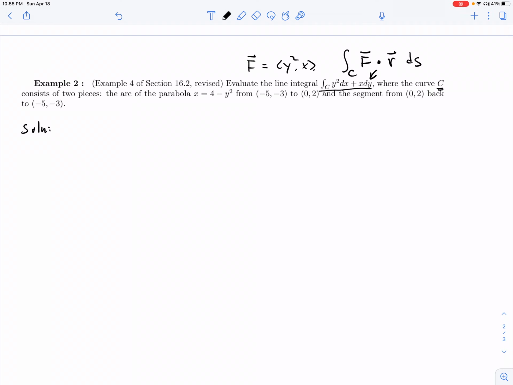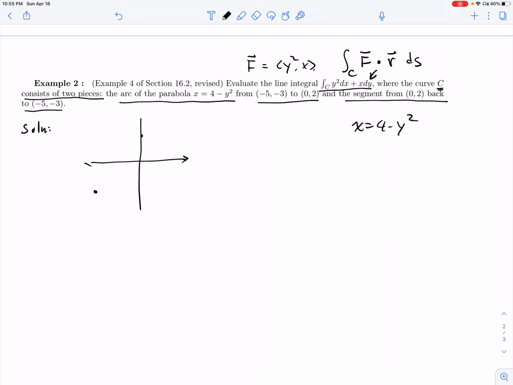But this time, curve C consists of two pieces: the arc of the parabola from (-5, -3) to (0, 2), and the segment from (0, 2) back to this point. So what we have is something like this. When y is -3, x is -5, over here. When y is 2, x is 0. Okay, the equation is x equal to 4 minus y squared. This is what we have. This is 4 over here. When y is 0, x is equal to 4.